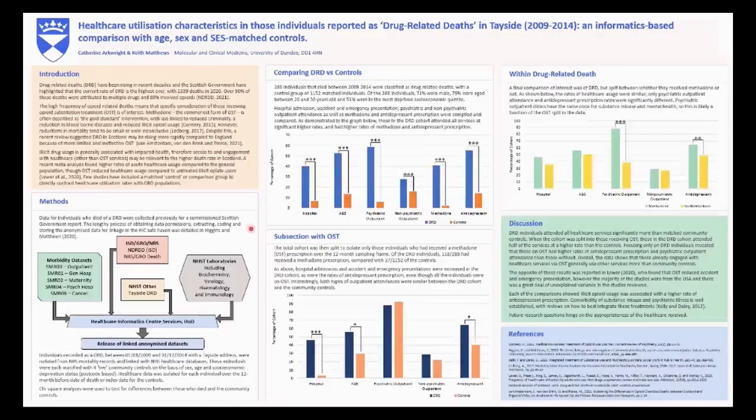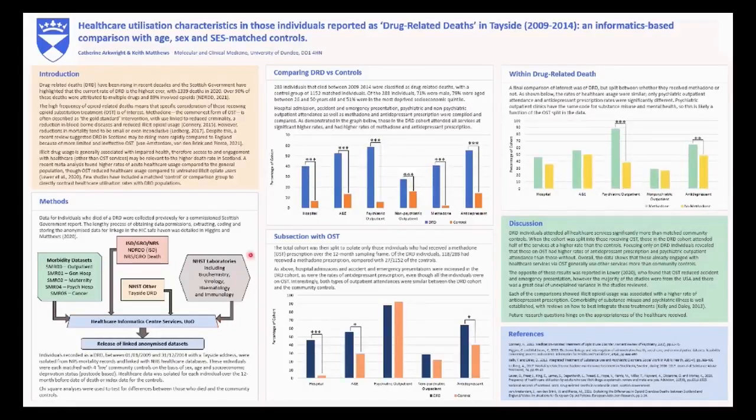Previously collected administrative data from NHS databases was anonymised and stored in a safe haven, and then attendance rates and prescription histories for each drug-related death were extracted. A control group of individuals alive on the day the drug-related death occurred were identified from the community and matched on the basis of sex, age, and socioeconomic status.